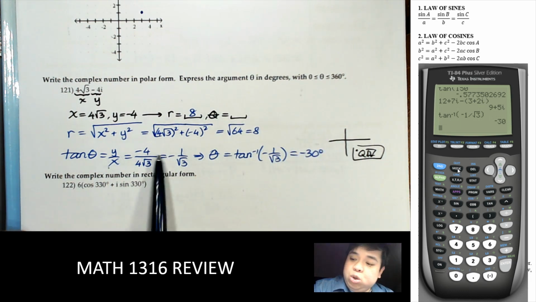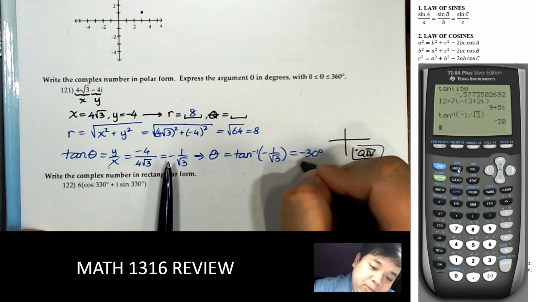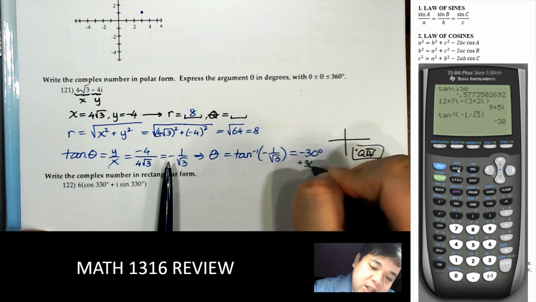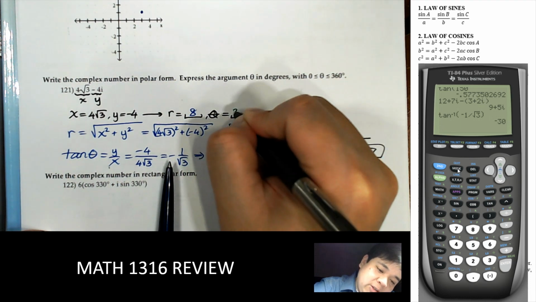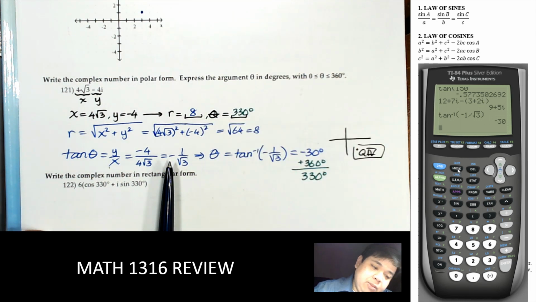However, they want between 0 and 360. So let's just add 360, or 2 pi, to it. And so we have 330 degrees.